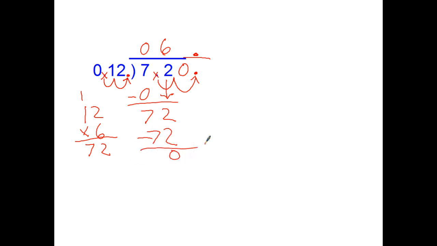I'm not finished with the problem yet though, because I have this number that does not have anything above it. So when I bring this 0 down, how many 12s in 0? None of them. And I know that looks like a wasted step, but it just changed my answer from 6 to 60. Big difference.